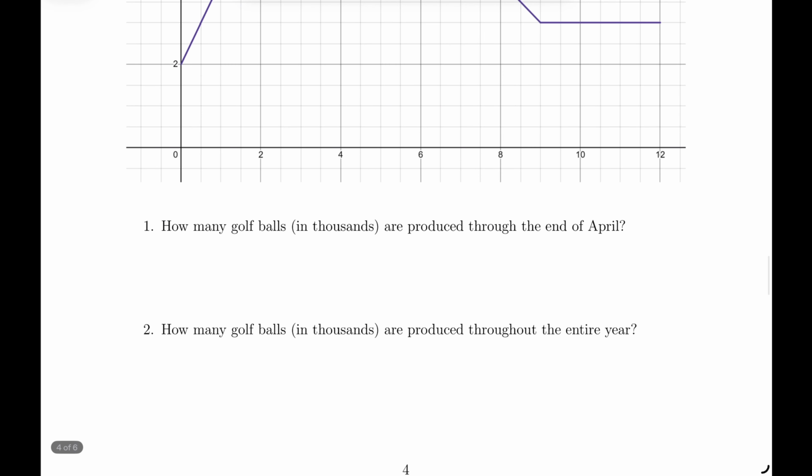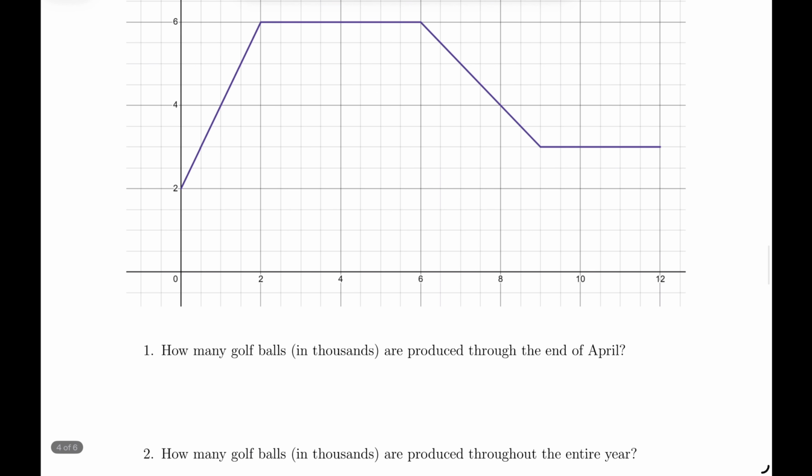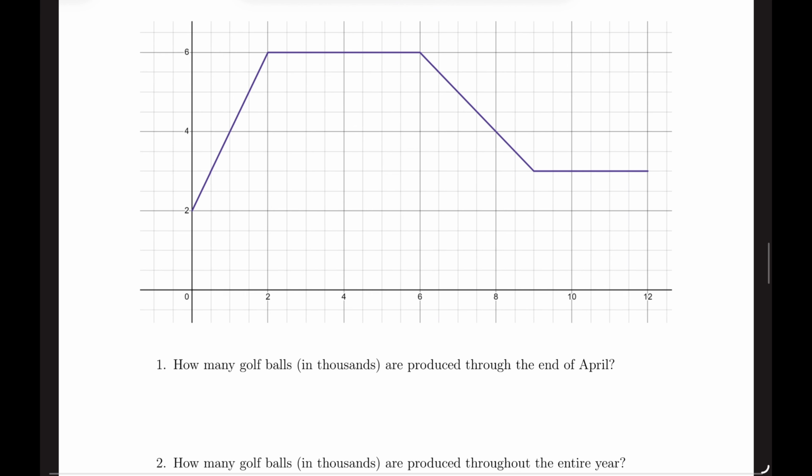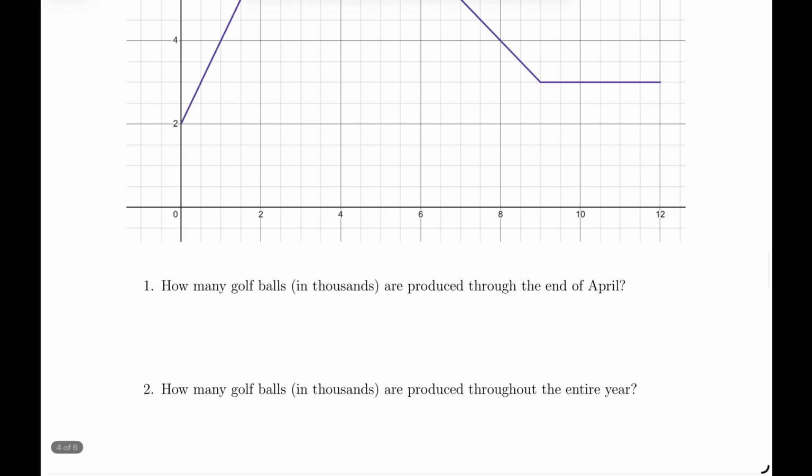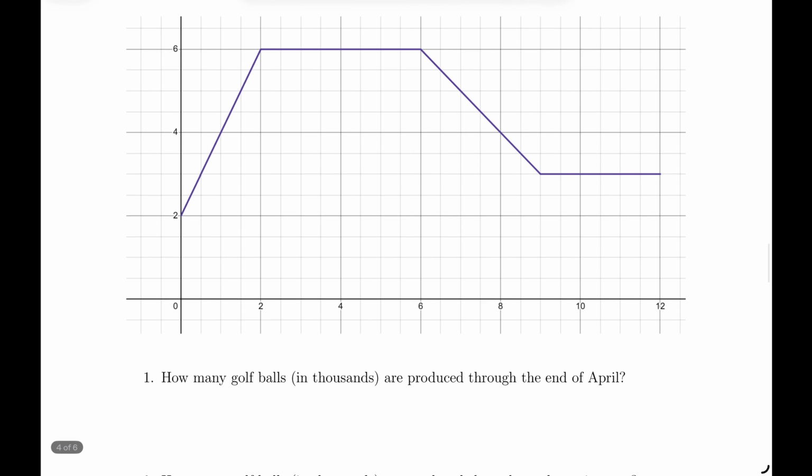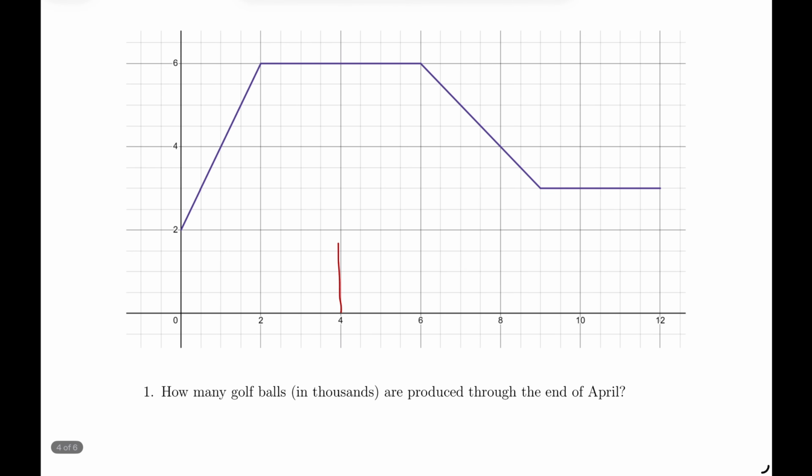And we are asked how many golf balls in thousands are produced at the end of April. So if we had t equals 1, that's the end of January, 2 is February, 3 is March, so 4 is April. So we'll consider through the end of April here, number 4.